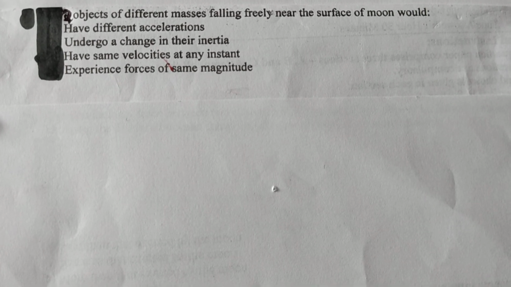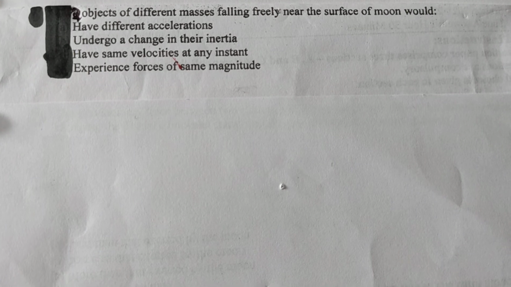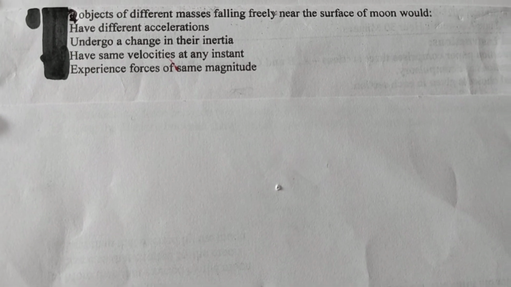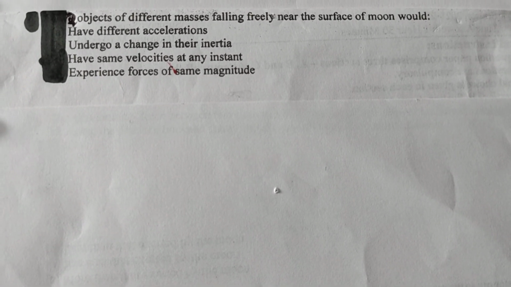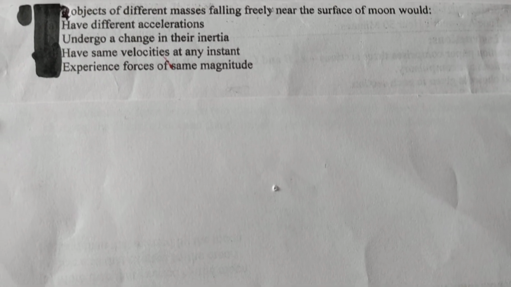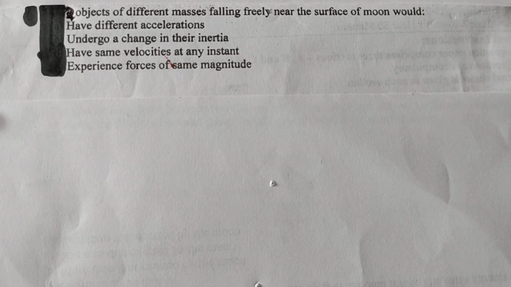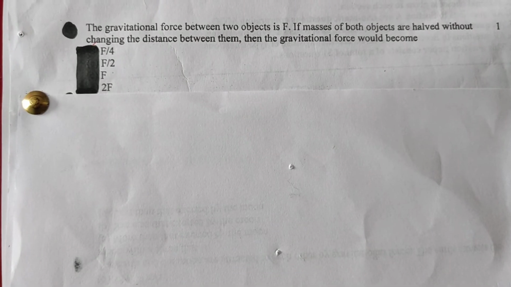And we are assuming that different masses are dropped. So their initial velocity is 0 meter per second for each of the two bodies. I hope it is clear to you, students. So the third option, have same velocities at any instant, is the correct option.